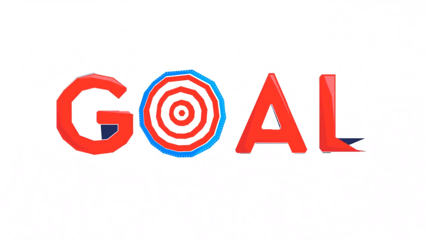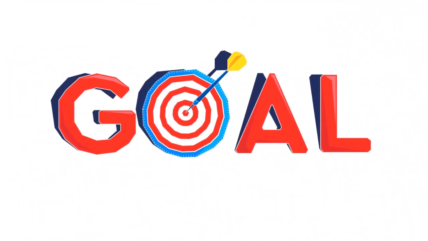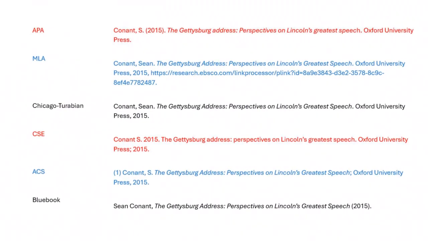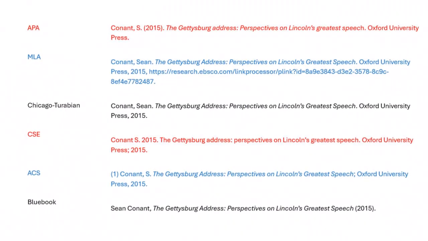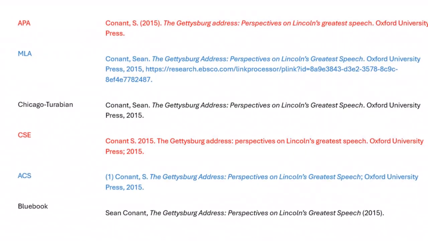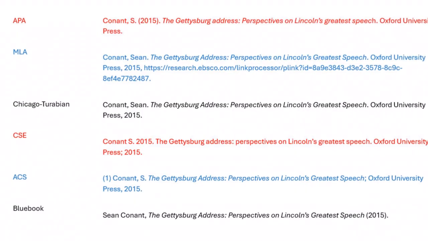All citation styles have the same goal of giving proper credit to your sources, but they all format their citations differently. Here's an example of the same book cited in the 6 different citation styles. Although the same information is usually required, it's formatted differently for each one.